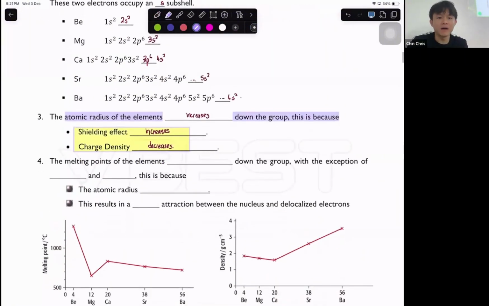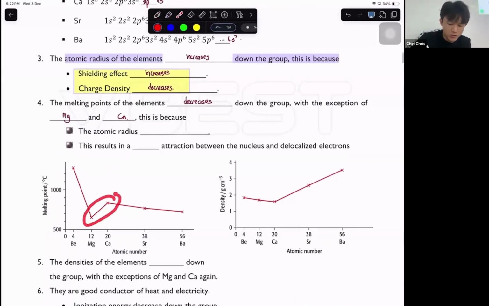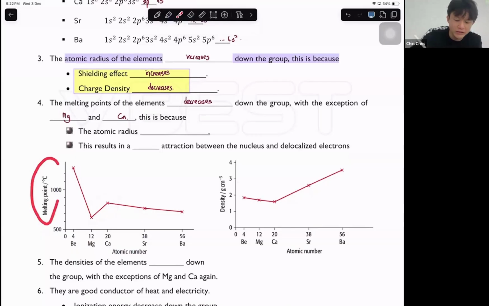All right, guys. Melting point of the element as it goes down decreases down the group, yeah? Okay, but there is an exception, which is magnesium and calcium. So you see, guys, magnesium and calcium will form an exception on the atomic radius and also on the melting point and also the density.